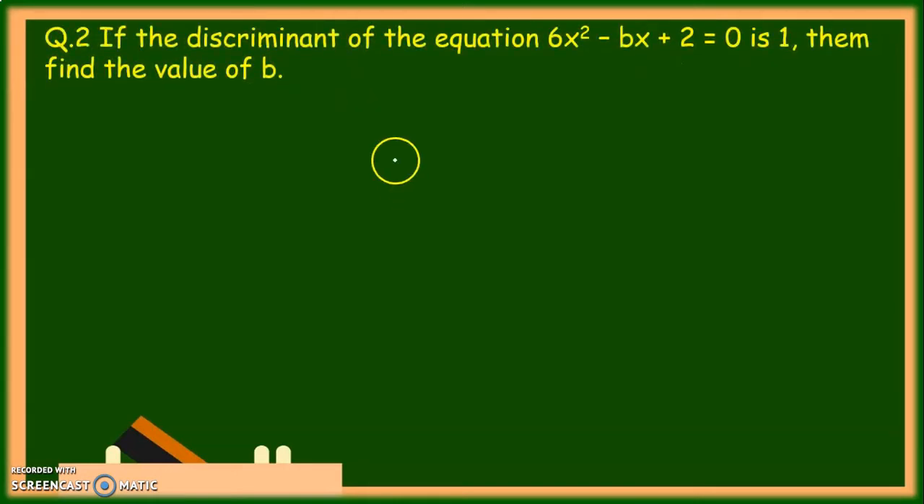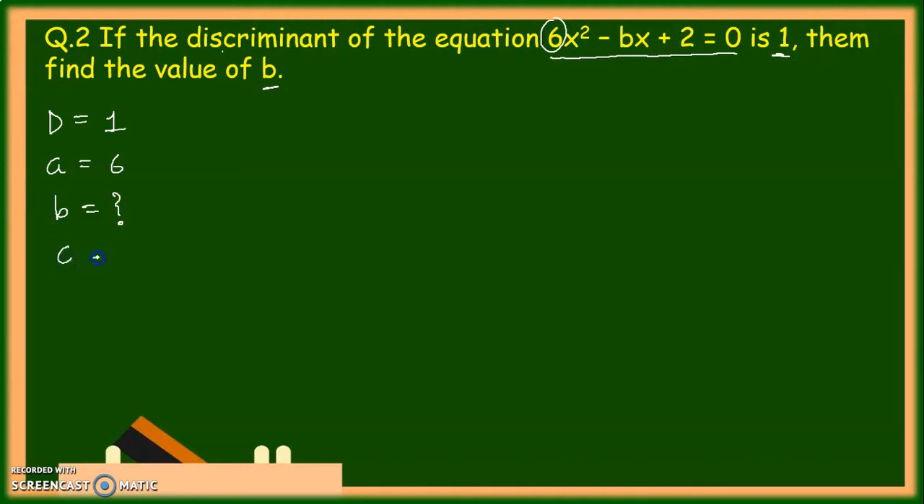Let's see the next question, question number 2. If the discriminant of the equation 6x square minus bx plus 2 is 1, then find the value of b. So here the quadratic equation is given and the discriminant is given as 1. In this quadratic equation, a, the coefficient of x square, is 6. The value of b is unknown. We need to find the value of b.